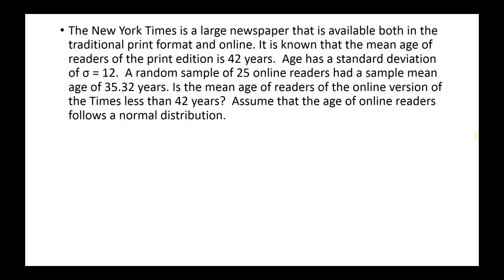Step 1 of the four-step process is state. We want to state the practical question that we're trying to answer. In this case, they come right out and tell us what the question is. We want to know, is the mean age of readers in the online version less than 42 years? So I'll write that out again. Is the mean age of an online Times reader less than 42?